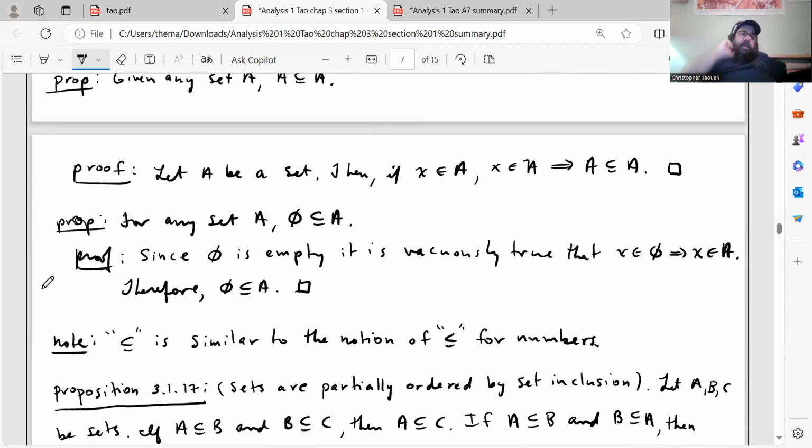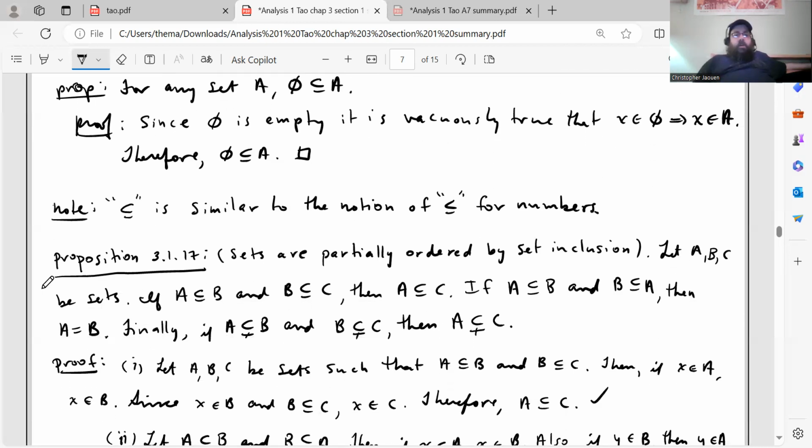Okay, there's another proposition that he states without proof, and he asks you why. For any set A, the empty set is a subset of A, and here's my proof. Since the empty set is empty, it is vacuously true that X in the empty set implies X is an element of A. Therefore, the empty set is a subset of any set A.